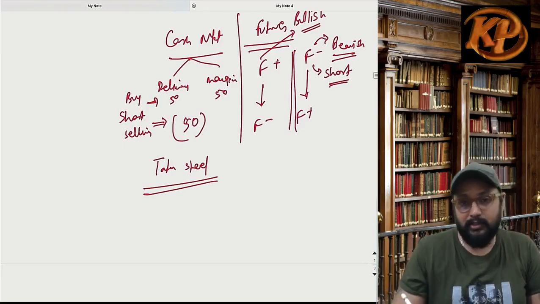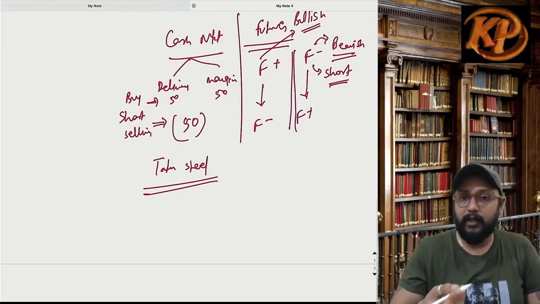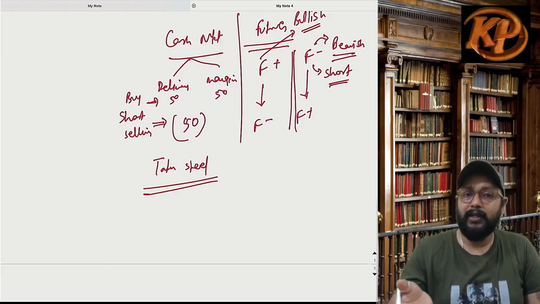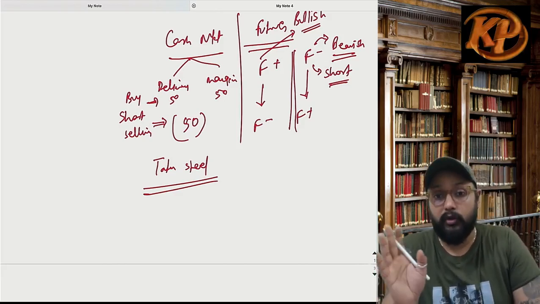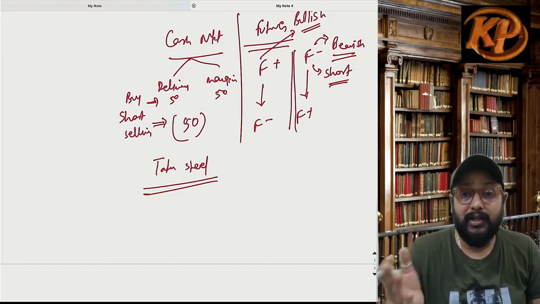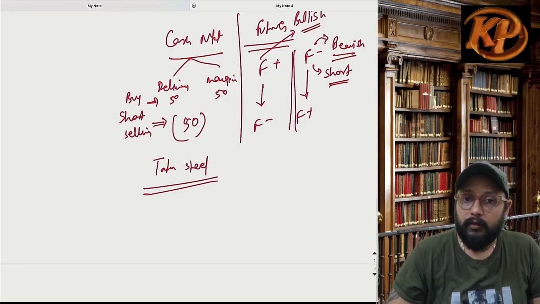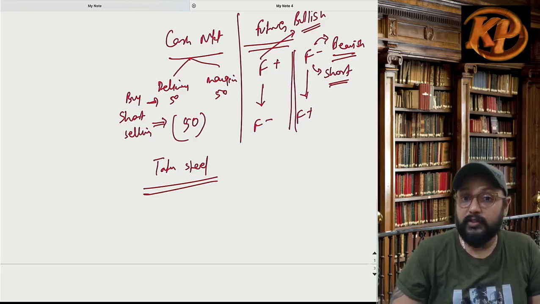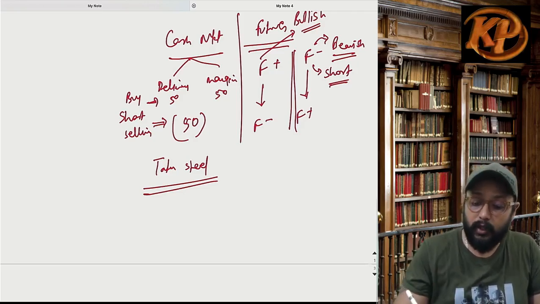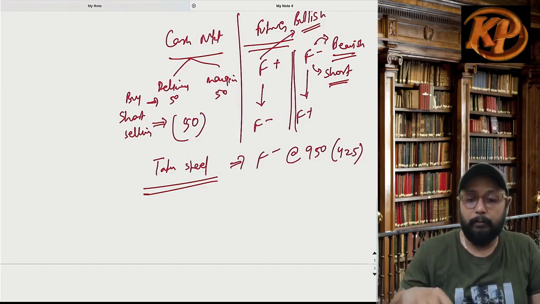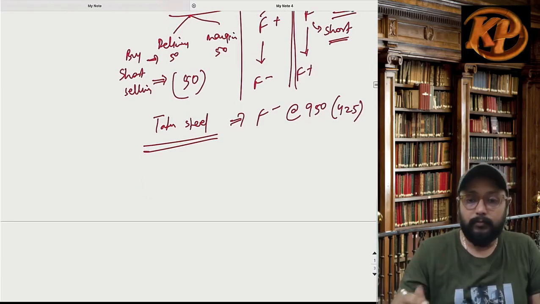So you think Tata Steel will go down? What to do now? In the cash market you can't short Tata Steel because I don't have it. If I had it in the cash market, probably I would have sold it for now if I wanted. If I'm not a long-term investor, I can sell my shares thinking it will go down, and then buy at the lower price. But if I want to trade in futures with this Tata Steel, can I do that? Answer is yes. How do you do that? We'll take F minus at the rate of 950. Lot size is 425. We have taken this example, thinking that it will go down.